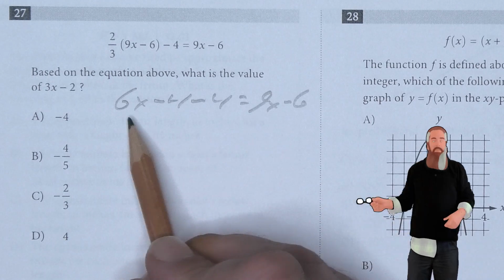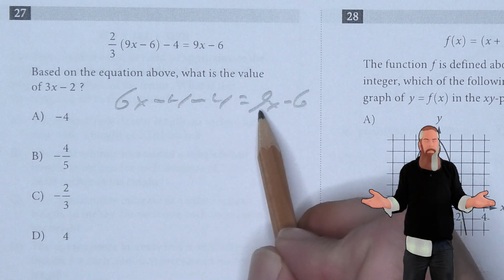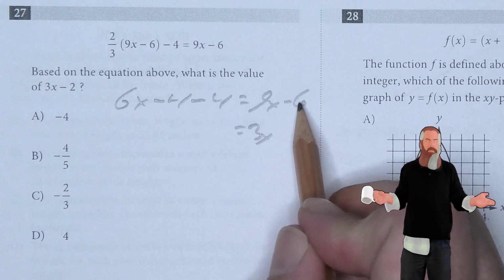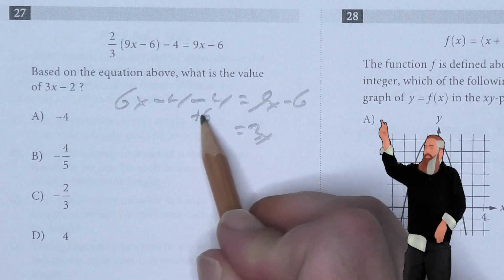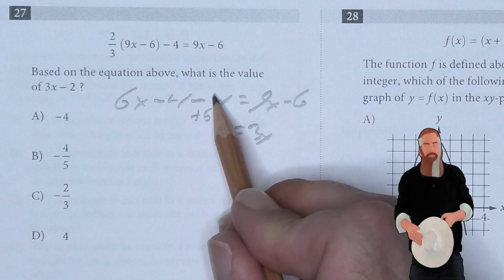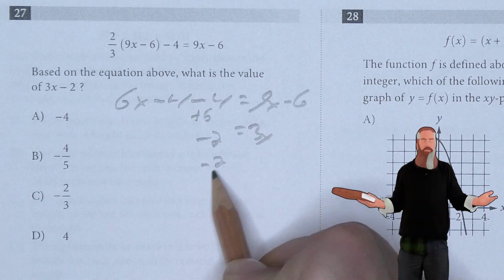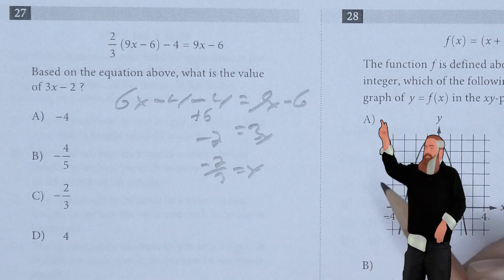Let's gather all the x's on the same side so that 9 minus 6 would give us 3x. Now we're going to move 6 to the other side, so it's going to become a plus 6. Negative 4 minus 4 is negative 8, plus 6 is negative 2. So negative 2 over 3 is equal to x.